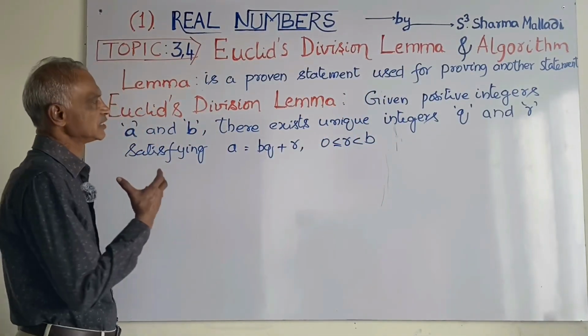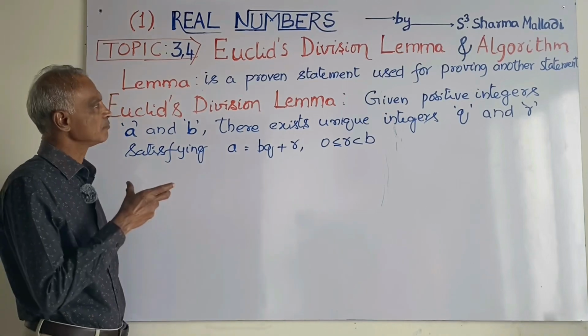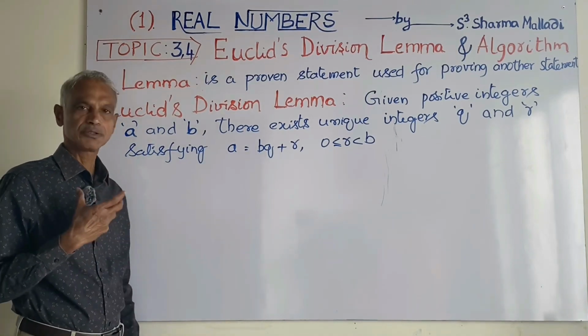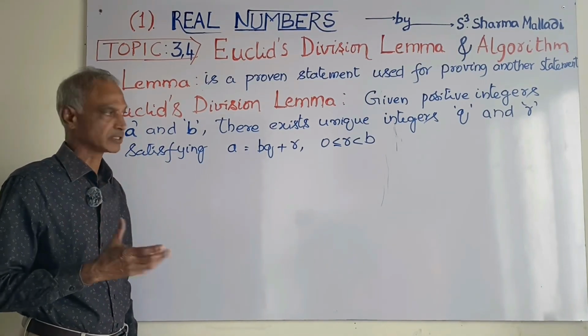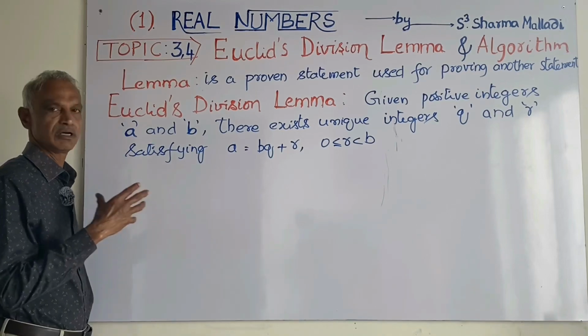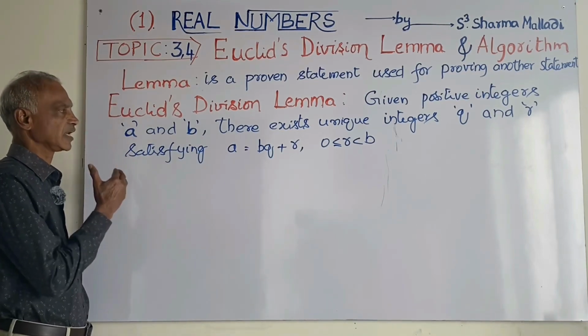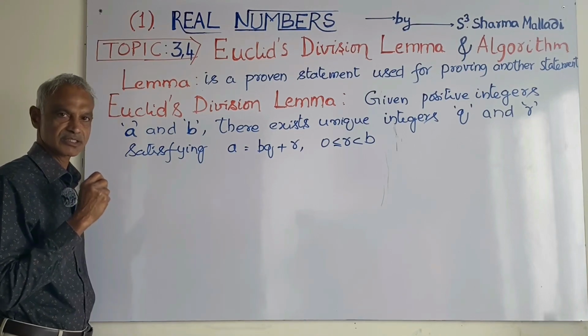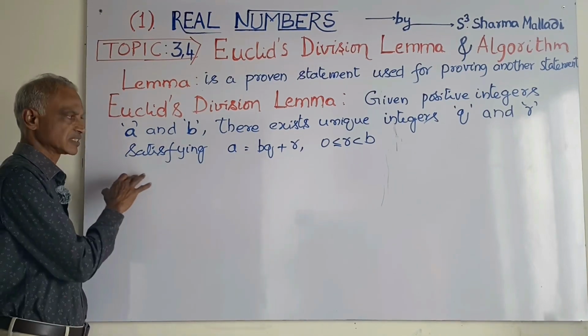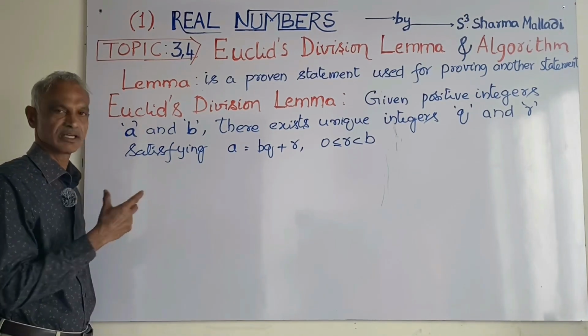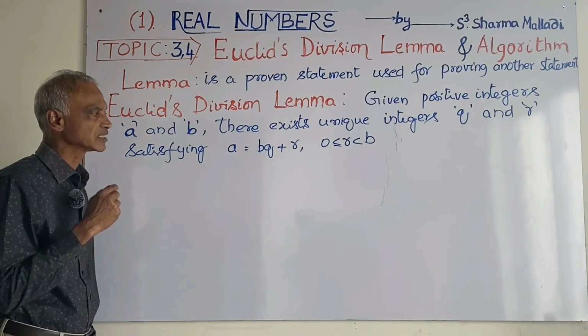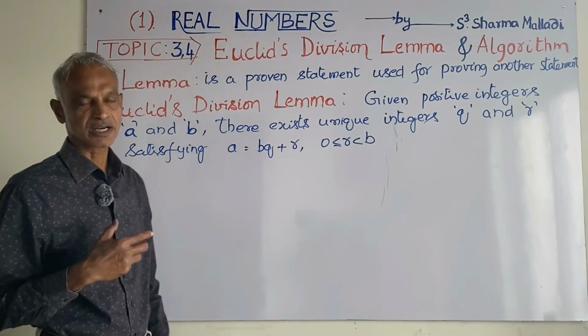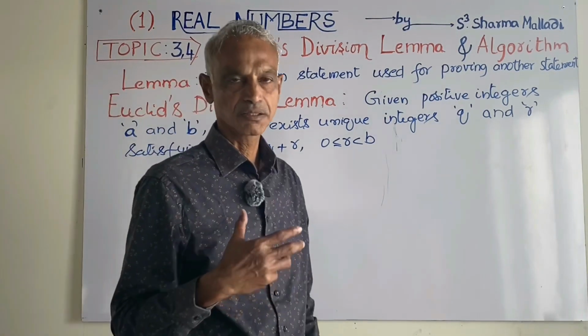Now Euclid's division lemma. Lemma means it is a proven statement used for proving another statement. What is Euclid's division lemma? Given positive integers a and b, there exist unique integers q and r satisfying the relation a is equal to bq plus r, where r is greater than or equal to 0 and less than b.